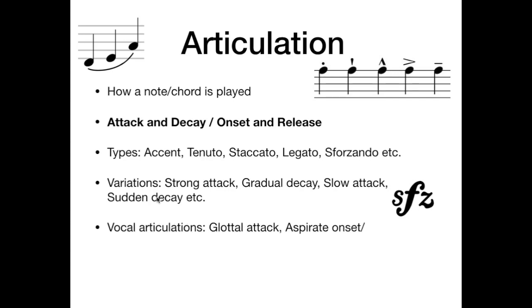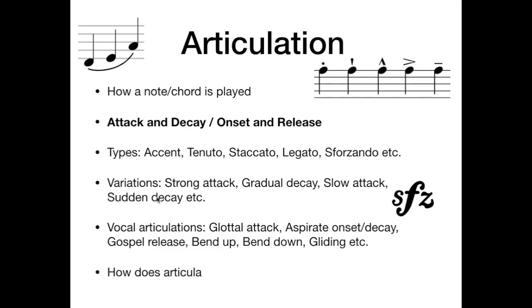Similarly, with vocal articulations, there's another whole set of terminology for that, which we might spend another episode on later. But we have things like glottal attacks, aspirate onset, aspirate decay, glottal releases, bending up, bending down, gliding, etc. So let's move straight on. How does articulation affect the expressive outcome?